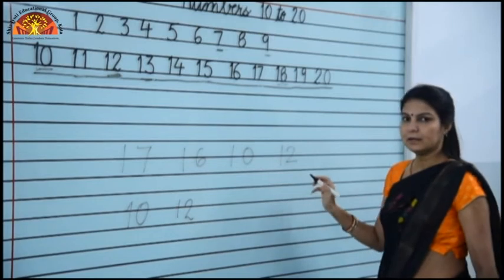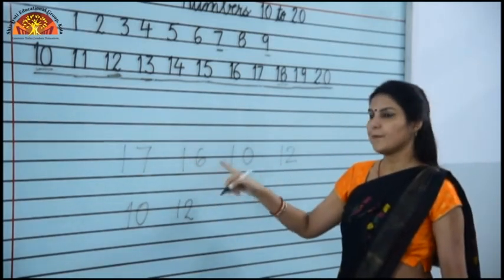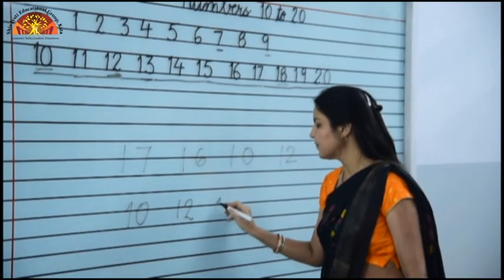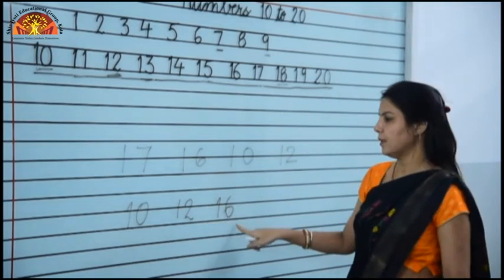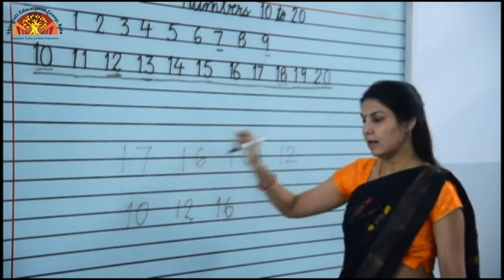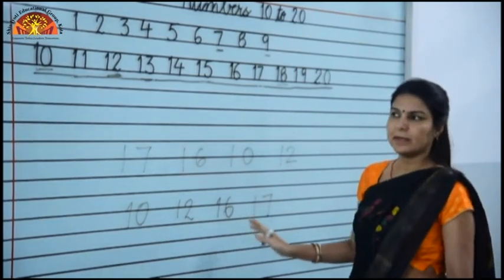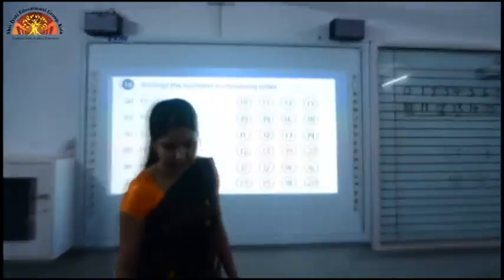After 12, now you can see 17 and 16. Which number comes first in the counting? 16 comes first in the counting. So we will write 16 after 12 and last we will write 17. This is ascending order. Rest of the sum you can do yourself.